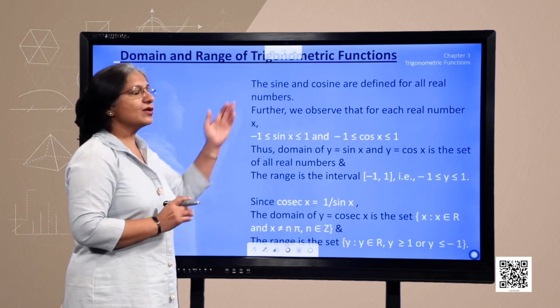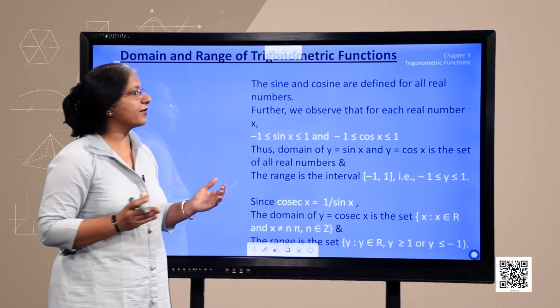Now, sine and cosine are defined for all real numbers.